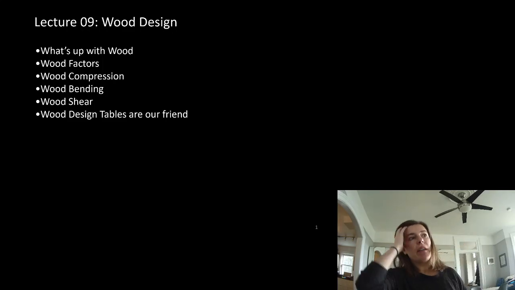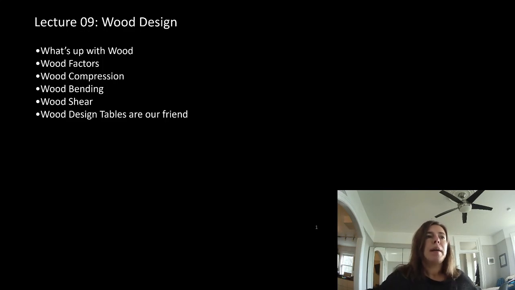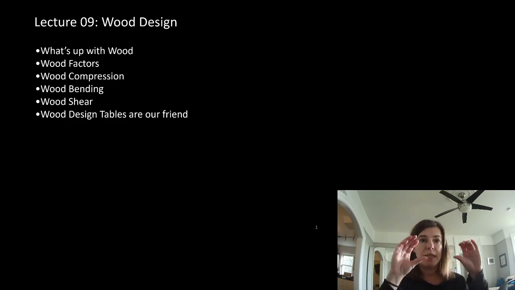Okay, so here we are in the second part of our wood design lectures. Last week we looked at sizing guidelines with wood and basic construction methods with wood. This week what we're going to talk about is the actual design of wood. Now, I'm trying to keep the format as similar to the steel method as possible so that you can see kind of how they evolve together.